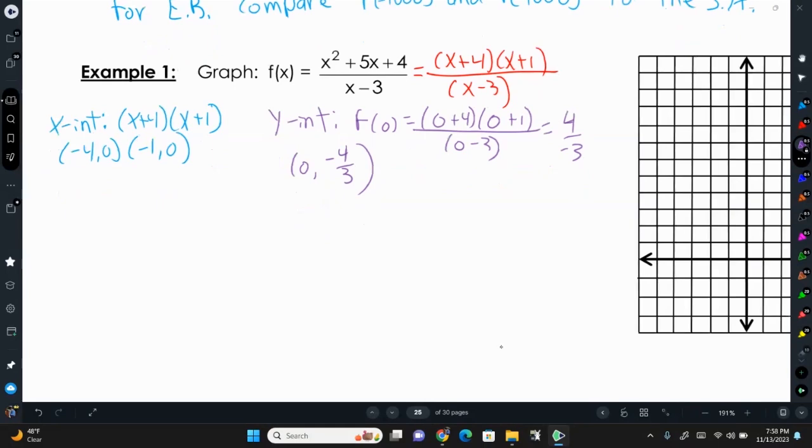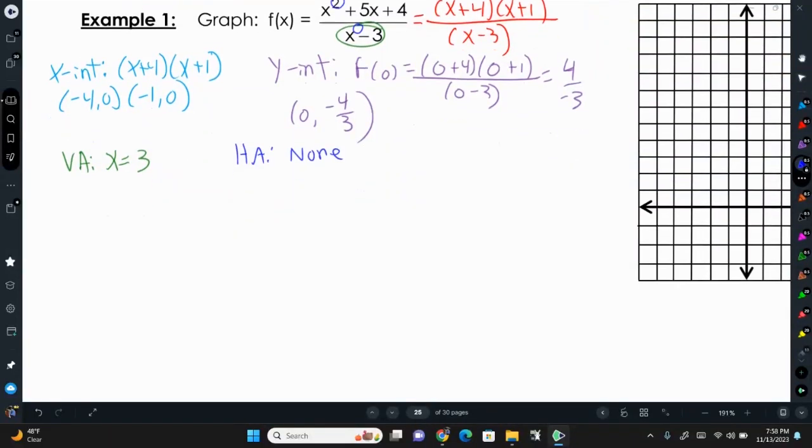Let's find our vertical asymptote. The vertical asymptote is what makes the denominator equal to 0, so x equals positive 3. And there is no horizontal asymptote because the degree of the numerator is larger than the degree of the denominator. So no HA, none. Now we're going to calculate the slant asymptote by using long division.